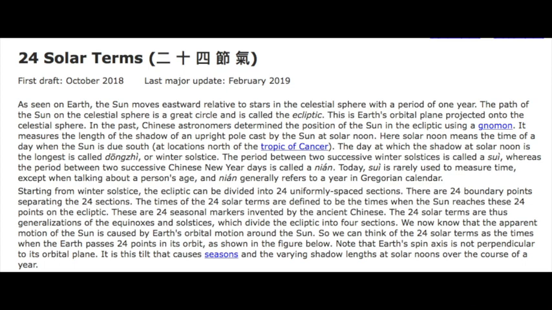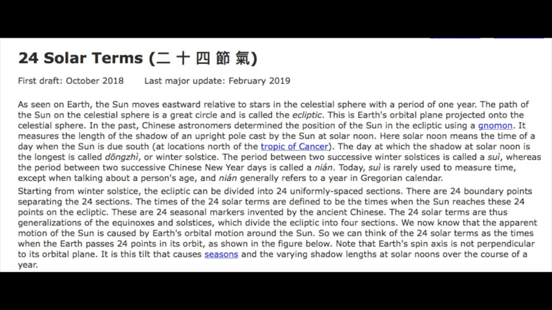Starting from winter solstice, the ecliptic can be divided into 24 uniformly spaced sections. There are 24 boundary points separating the 24 sections. The times of the 24 solar terms are defined to be the times when the Sun reaches these 24 points on the ecliptic. These are 24 seasonal markers invented by the ancient Chinese.